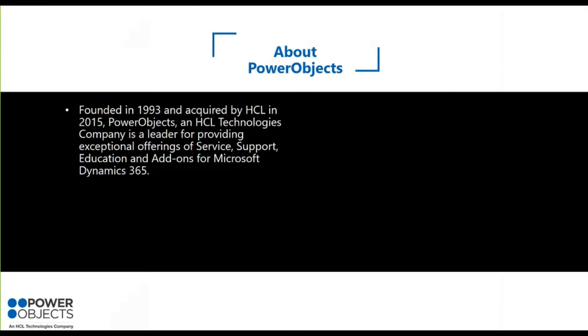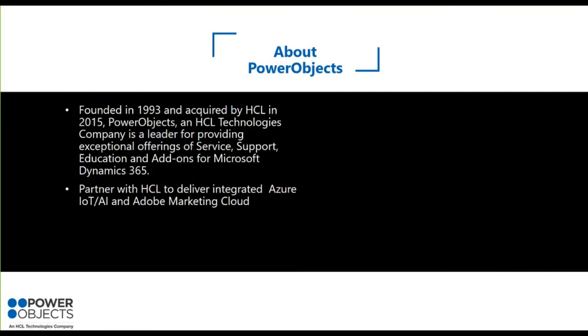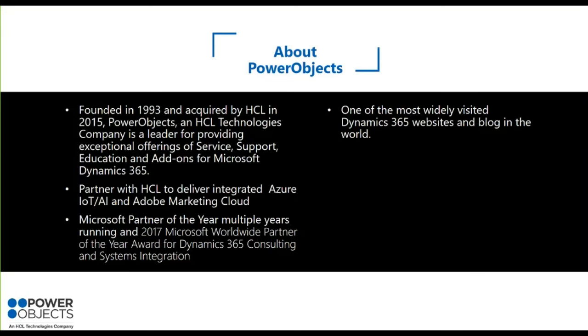A little background of who we are. All the things you need to know is that we're a Dynamics 365 firm covering service, support, education, and add-ons. Through our partnership with our parent company, HCL, we deliver integrated solutions with Azure IoT, artificial intelligence, and Adobe Marketing Cloud. Proud, and one of the reasons I joined, is that we're the 2017 Worldwide Partner of the Year for Dynamics 365 Consulting and System Integration. And currently our blog is one of the most visited blogs in the world. So we have a lot to offer you guys and are ready to get started.